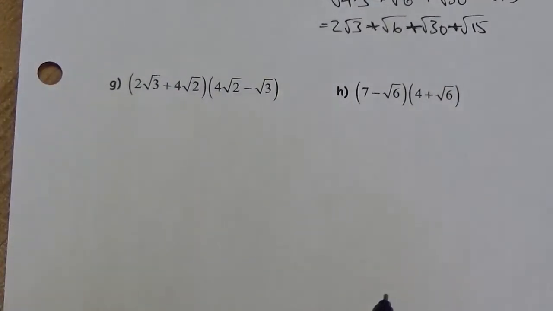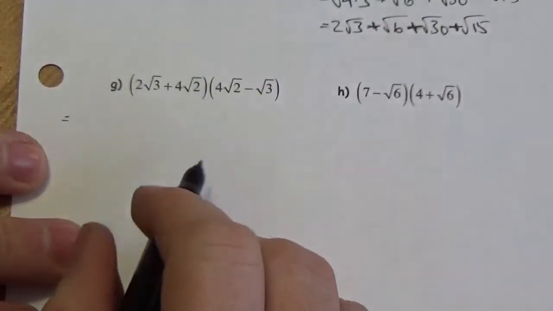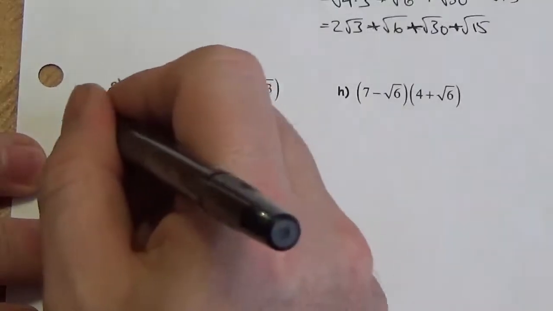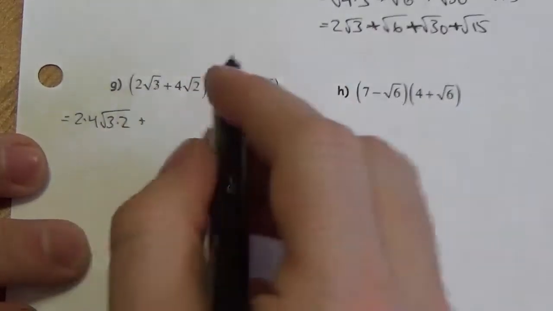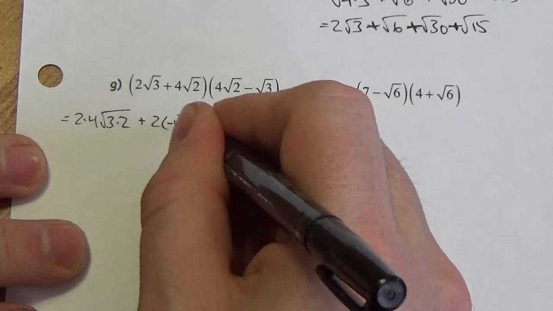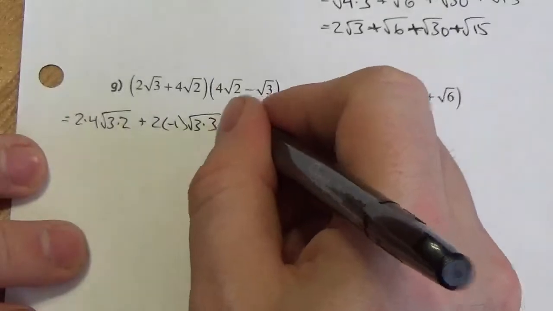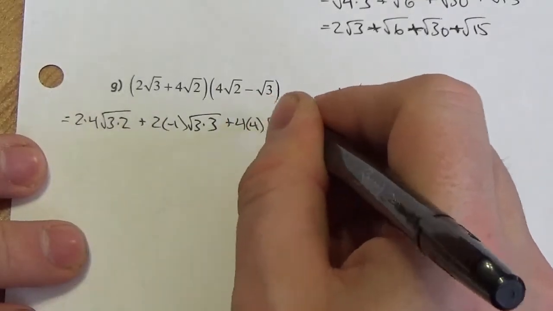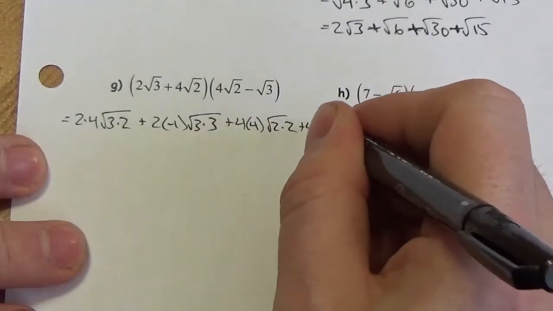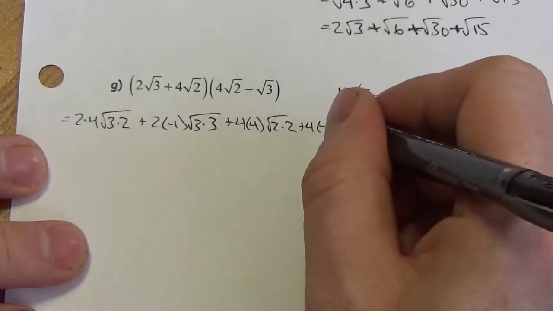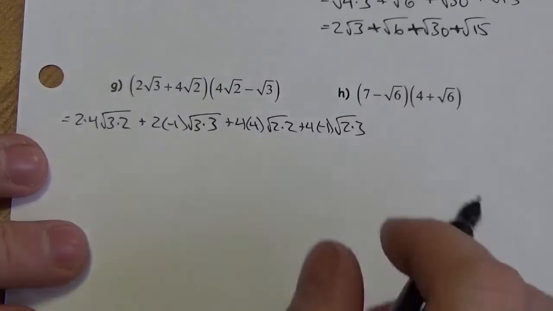Okay, now there's a little bit more going on. That's okay though. So we're just going to distribute. So 2 root 3 times 4 root 2 will be 2 times 4 root 3 times 2, plus 2 times negative 1 and then root 3 times 3. Okay, plus 4 times 4 root 2 times 2, plus 4 times negative 1, yikes, I'm running into this one, root 2 times 3. It's getting a little bit messy there. I tried not to, but anyway.